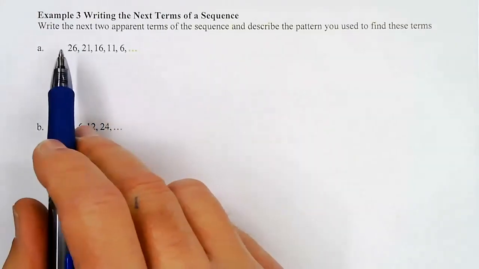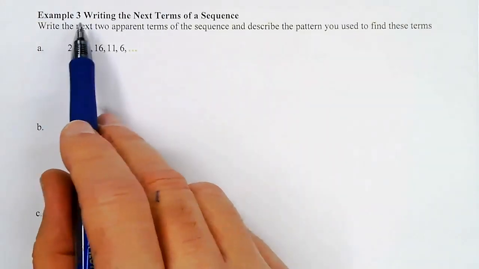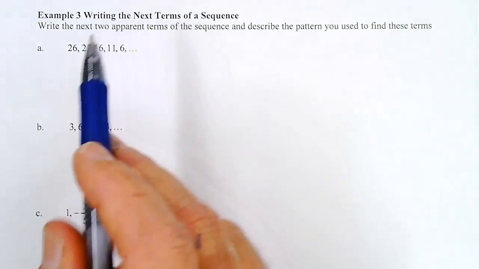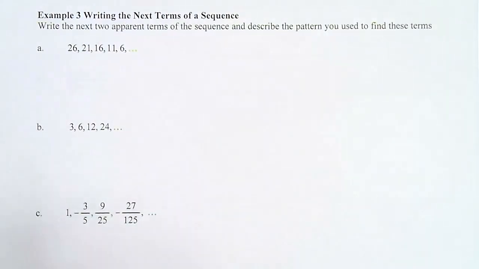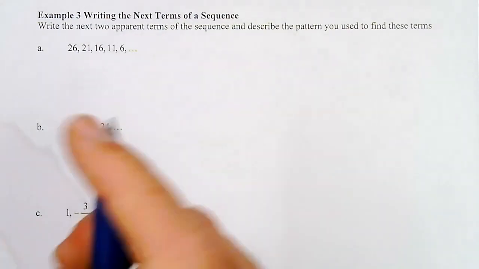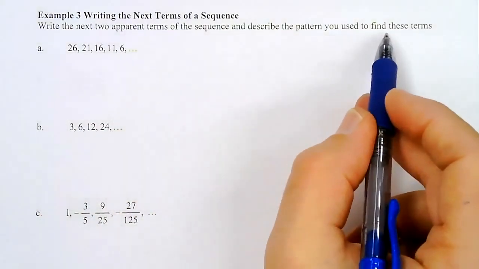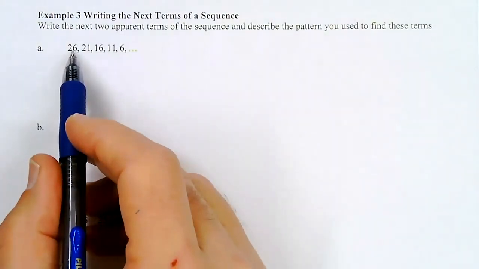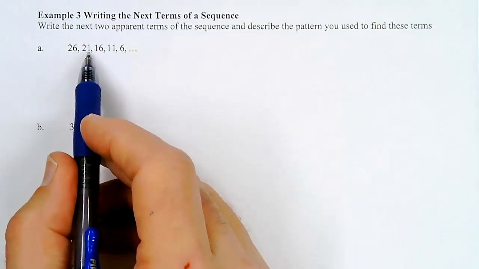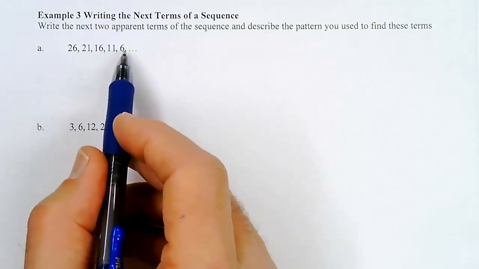So if you look at this one, example 3, we're writing the next terms of the sequence. This is where you have to start looking for patterns. You're going to look for: are we subtracting the same amount? Are we adding the same amount? Are we multiplying by the same amount? So write the next 2 terms of the sequence and describe the pattern you used to find these terms. Okay, so 26, 21, 16, 11, 6.